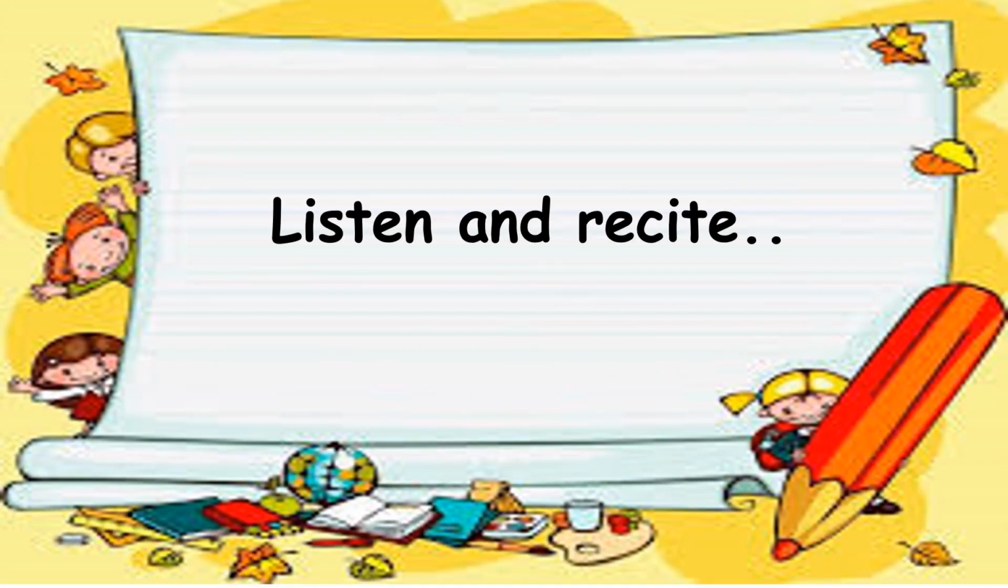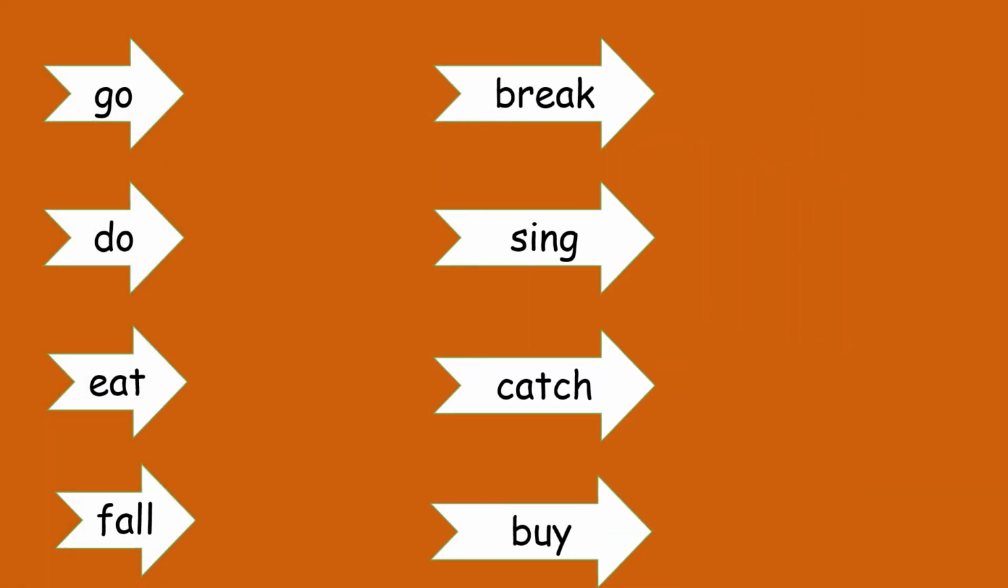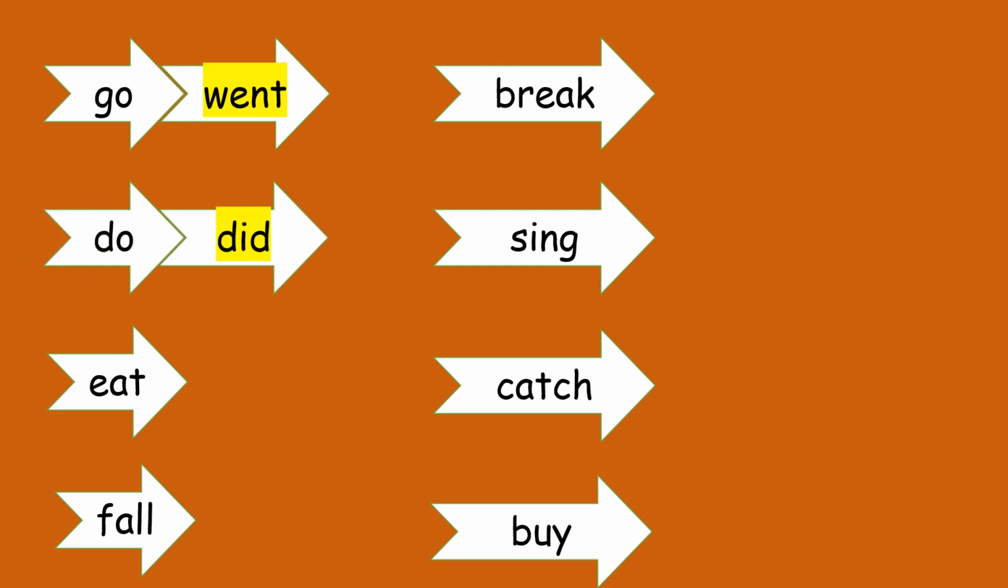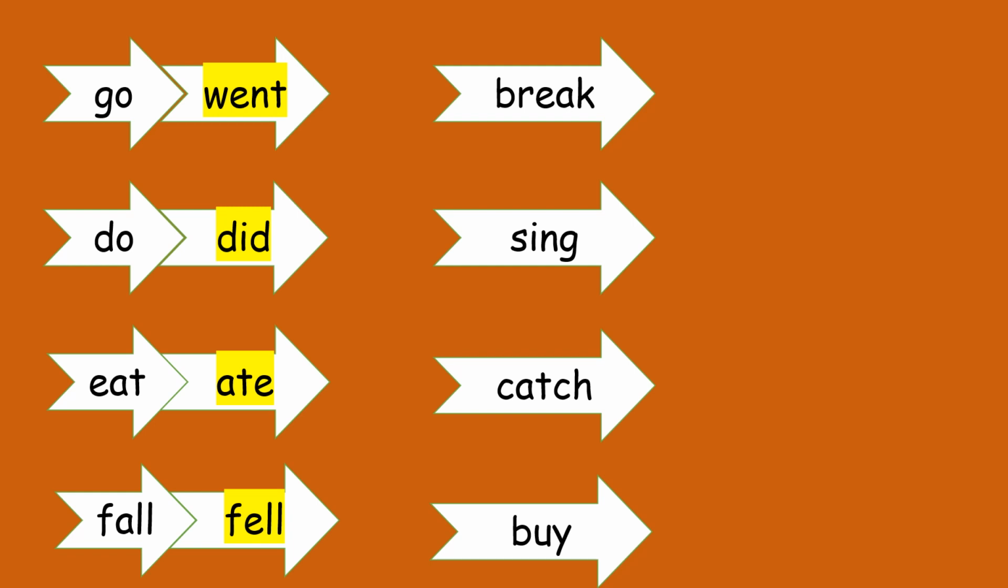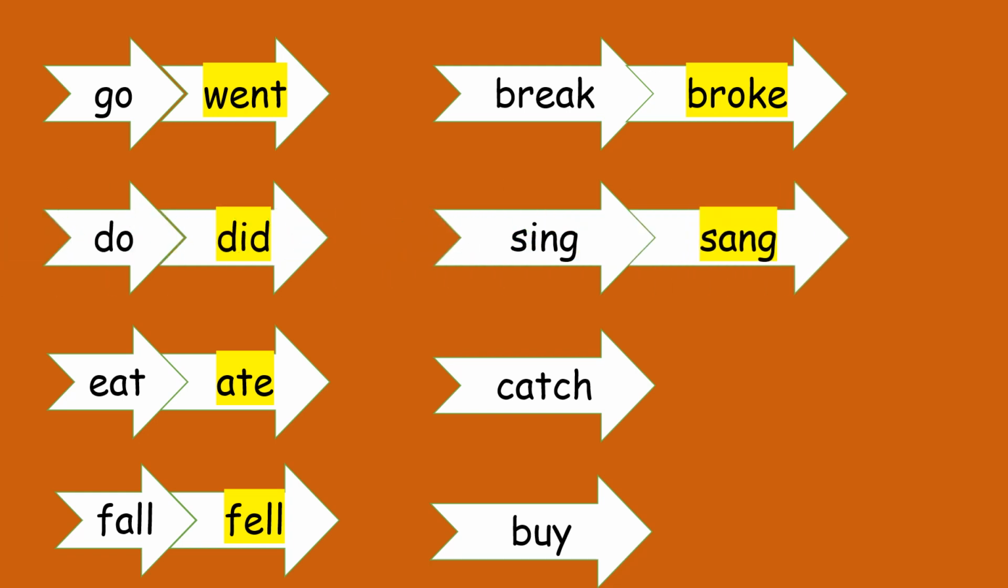Here are some examples of irregular verbs under past tense form. Memorizing them is the only way. Let's begin. You can read with me. Go, went. Do, did. Eat, ate. Fall, fell. Break, broke. Sing, sang. Catch, caught.